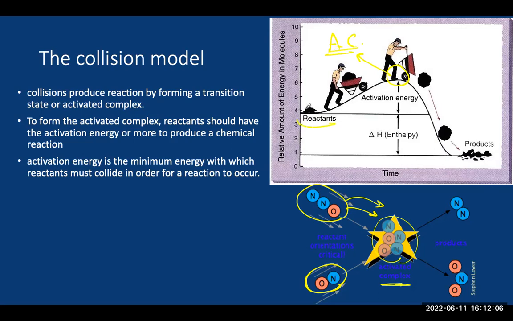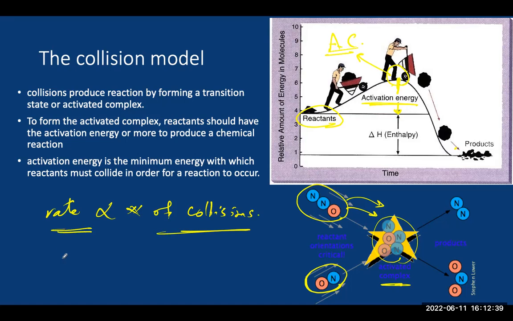If we have the reactants and they will form the activated complex, they should have enough energy, and this energy is the difference between the activated complex and the reactants. This energy is called the activation energy. If they have higher energy, they can form the activated complex, and if they can form the activated complex, they will form the product. So the rate of the reaction will increase by increasing the number of collisions. If the number of collisions decreases, the rate of the reaction will decrease.